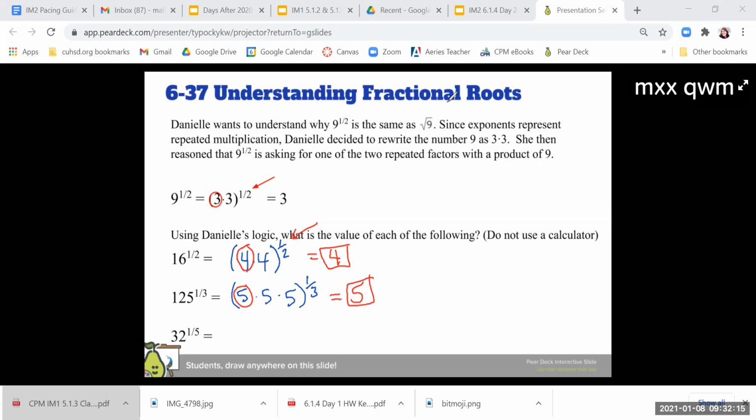And finally, with 32, do you see how we have 32 to the 1/5? I need 5 numbers, matching numbers that multiply to be 32. And that would be 2s. So 2 times 2 times 2 times 2 times 2 makes 32. And then it tells me I want one of those 5 roots. So I'm going to take just one, and that gives me an answer of 2.